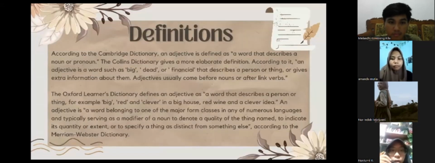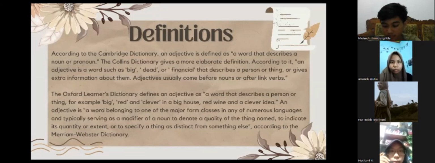Definitions. According to the Cambridge Dictionary, an adjective is defined as a word that describes a noun or pronoun. The Collins Dictionary gives a more elaborate definition. According to it, an adjective is a word such as big, that, or financial that describes a person or thing, or gives extra information about them.